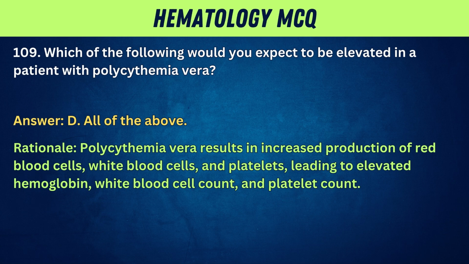All of the above. Rationale: polycythemia vera results in increased production of red blood cells, white blood cells, and platelets, leading to elevated hemoglobin, white blood cell count, and platelet count.